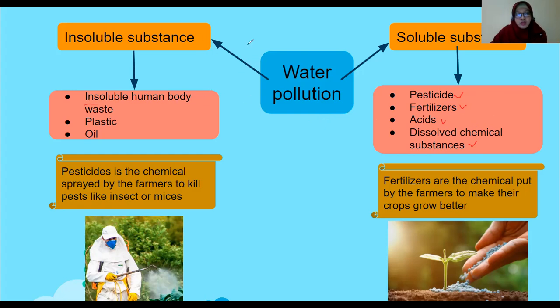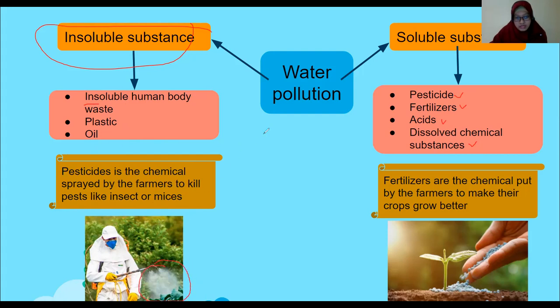And then insoluble substances, such as insoluble human body waste, because not all human body waste is soluble. And then plastic, of course, plastic is insoluble, and the oil is also insoluble. And then pesticide, so I enclosed the meaning of the pesticide and the picture. Pesticide is the chemical sprayed by the farmers to kill pests like insects or mice. So this is the pesticide.